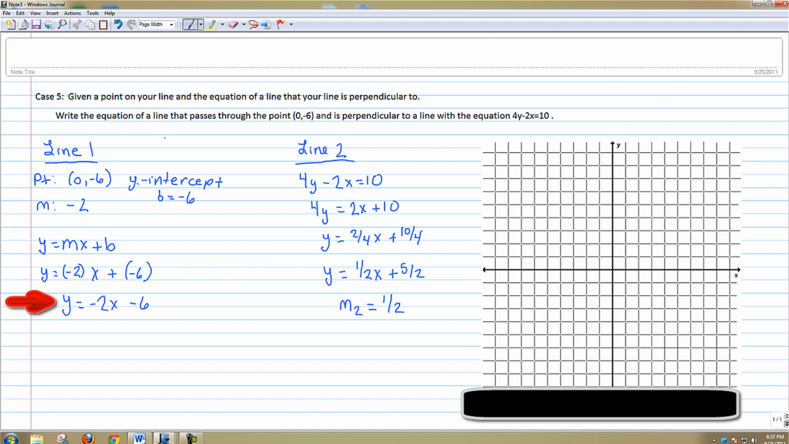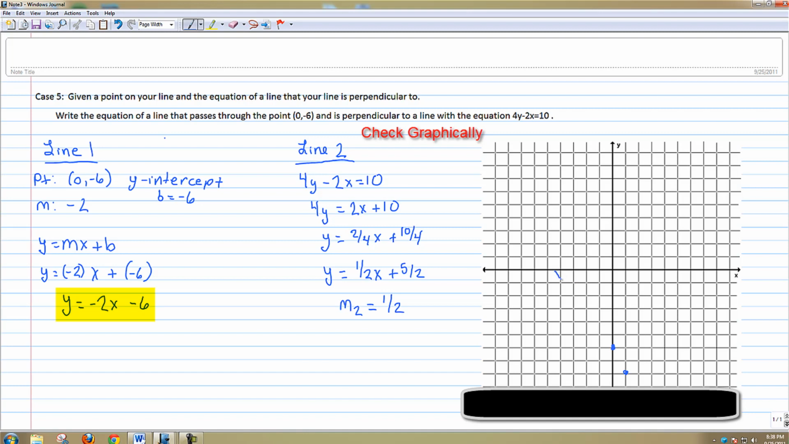And if you go back and read the information that they gave you, you should see that (0, -6) satisfies this equation, y equals -2x minus 6. But also you should see that the slopes are opposite reciprocals. So if I want to check this graphically, I can. I'm going to graph line 1, and its intercept is at (0, -6). So I need to drop 6 units, or fall 6 units, to (0, -6). And my slope is -2, so I need to fall 2 and go to the right 1.